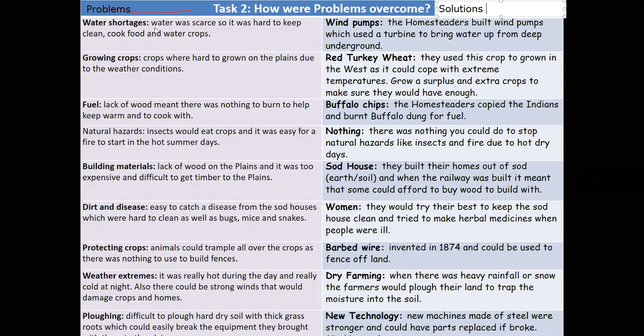So firstly, water shortages. The way in which they overcame this in this period, due to technological advancement and due to the fact that there was more trade, more opportunity because of the railroad, was the use of wind pumps. The homesteaders built wind pumps which used a turbine to bring water up from deep within the ground.